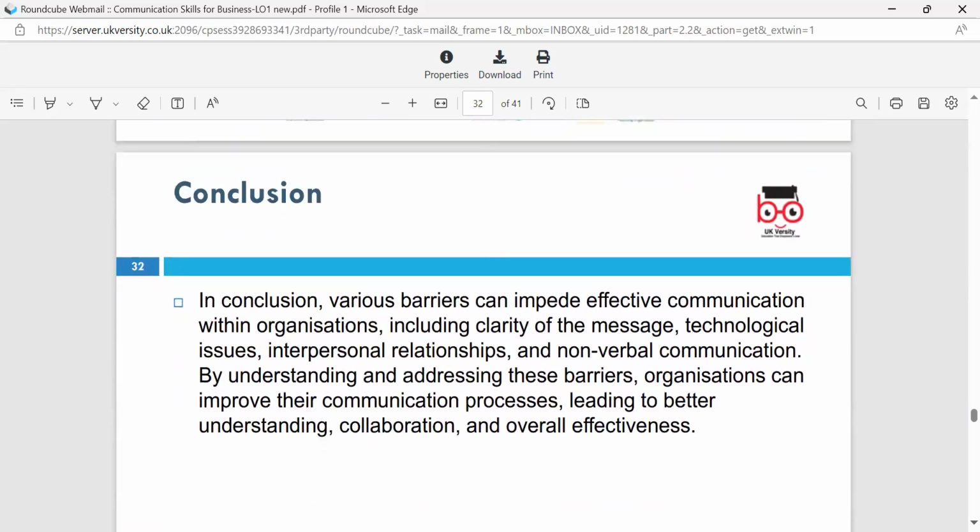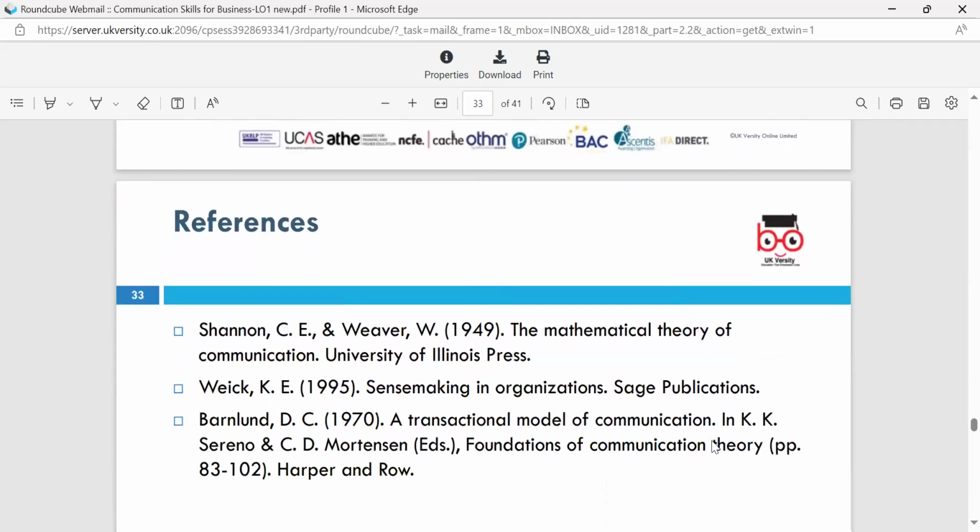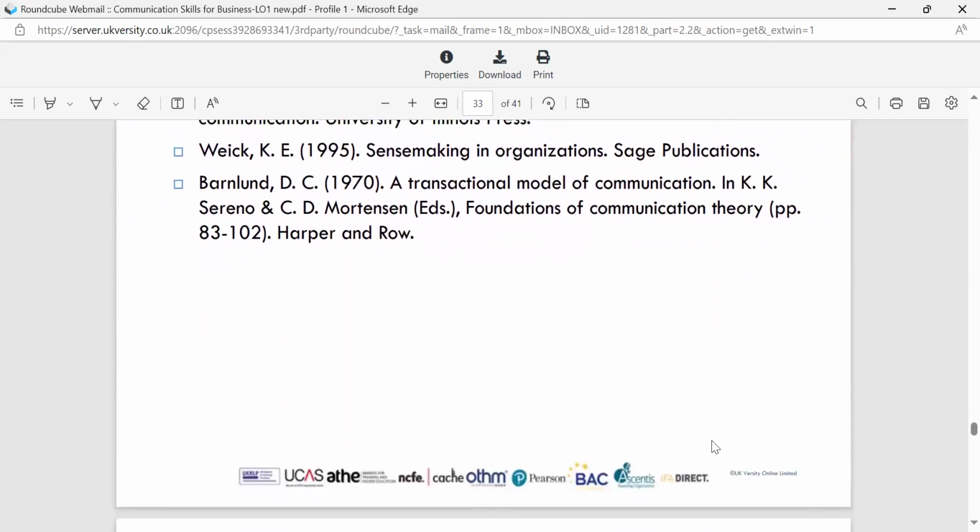So in conclusion, various barriers can impede effective communication within an organisation, including clarity of the message that comes across. It may be technological issues, non-verbal issues, it may be perception barriers. These barriers do impact the way things are communicated. It's necessary to try to overcome these barriers by putting things in place to better collaborate and organise things so that people are able to understand and collaborate effectively with each other. References for barriers to communication.